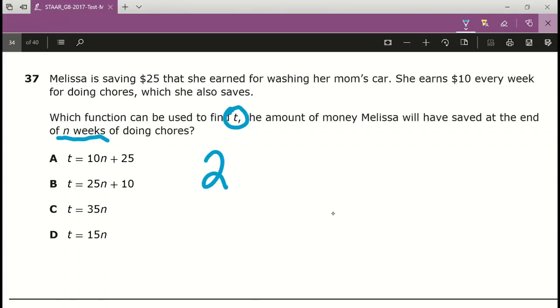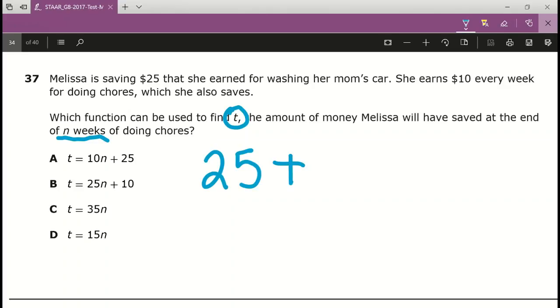So we write 25. We do not put a variable behind it, because this 25, again, is a one-off thing. It only happened one time. It's not going to happen again. $25, she washed her car, she's done.